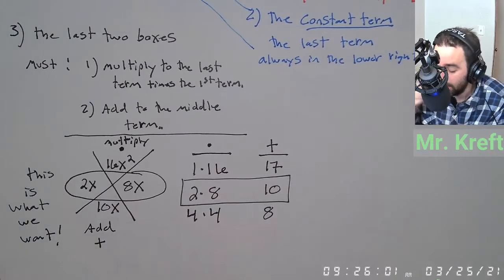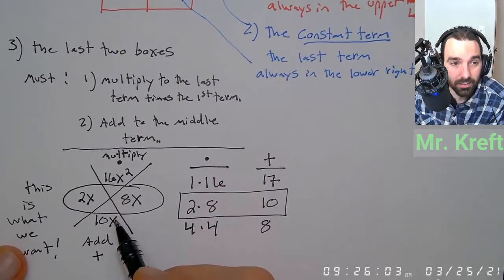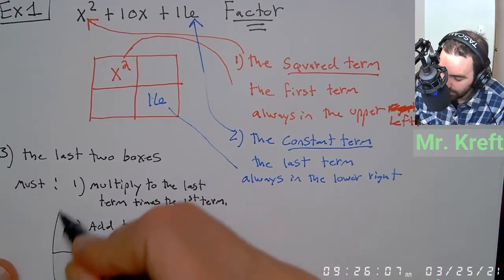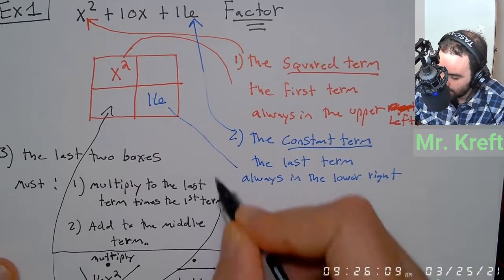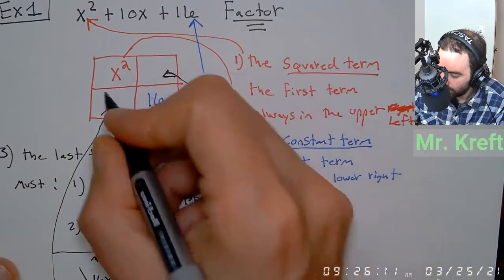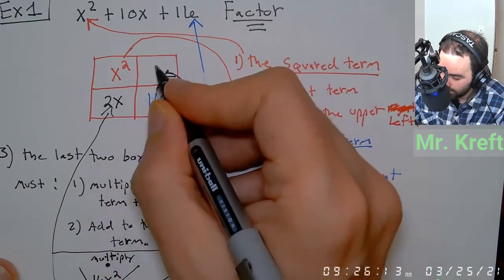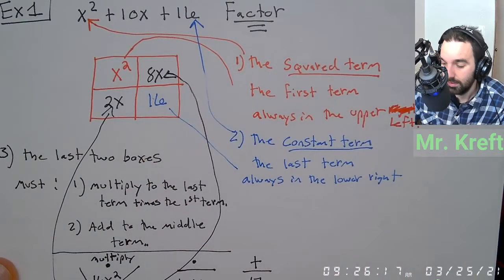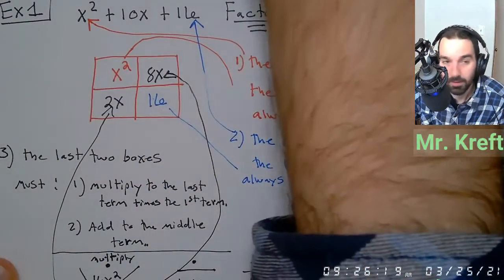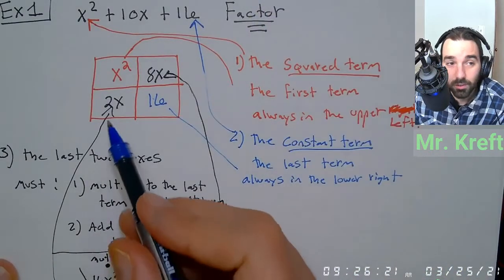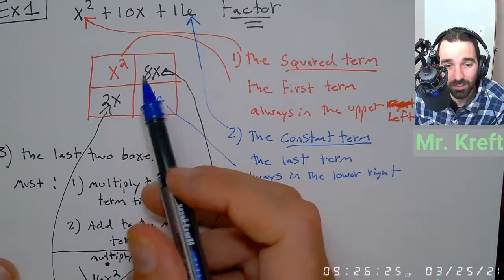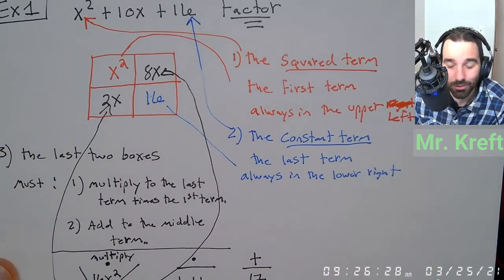Okay, this is what we want. So what I'm going to do with these, so I have 2x and 8x, is I'm going to put these into my box. So I'm going to get 2x and 8x. And it doesn't matter where you put them. You can put the 8x on the bottom, you can put the 2x on the top. It doesn't matter the order. So that's really nice. We don't have to worry about order, okay?